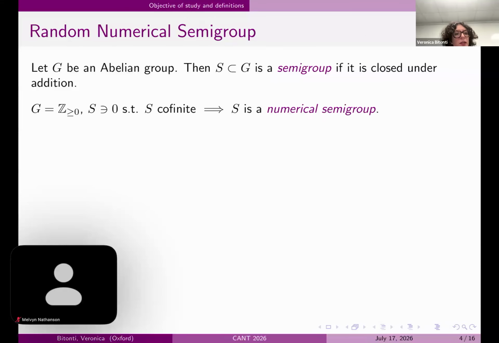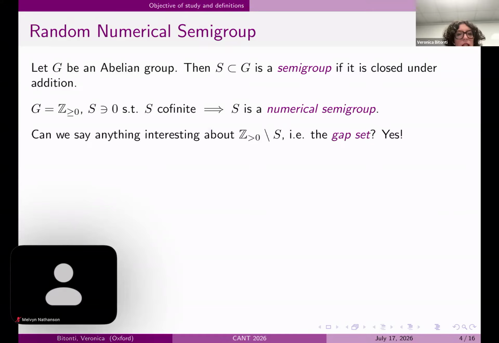And in particular, when we're specializing our abelian group to be the integers, and we are also interested in looking at a cofinite subset of it, and the zero is in it as well, then we call S a numerical semigroup. Because of this cofinite property, we can start asking some interesting questions about what is left outside of S with respect to the positive integers. This complement with respect to the positive integers is called the gap set.